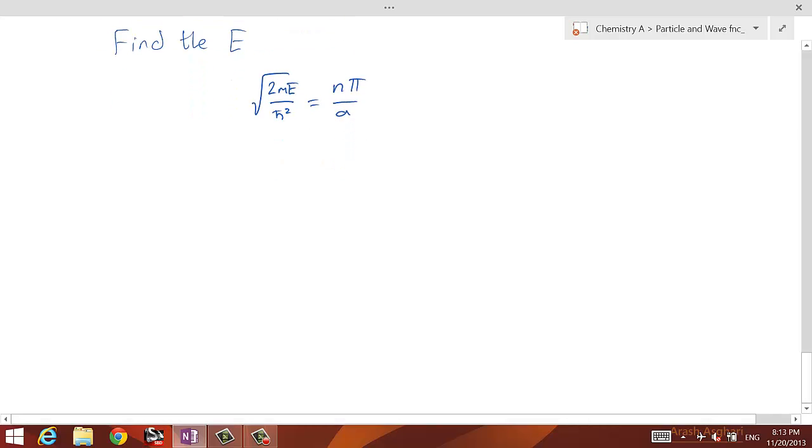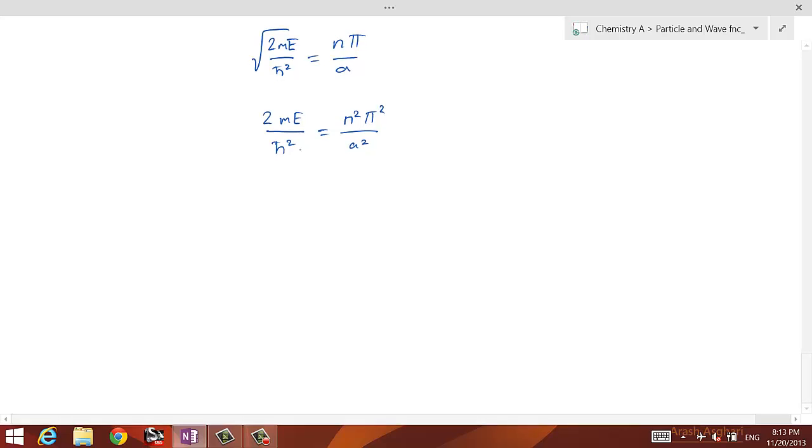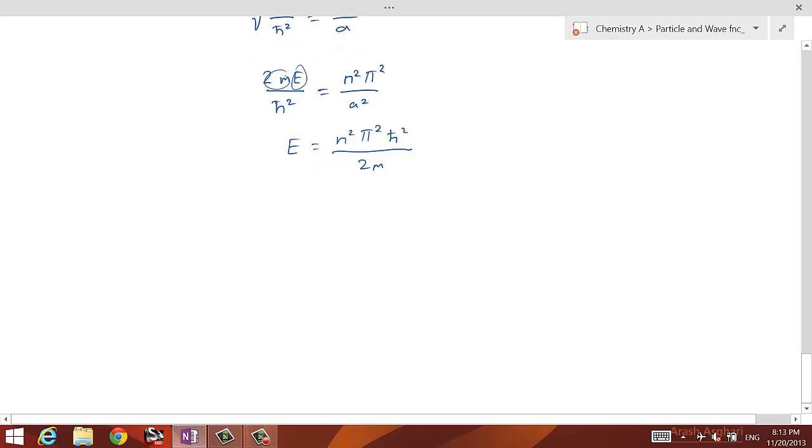Now I square both sides. You get 2mE over h bar square equal to n square pi square over a square, right? I want only the E. I move this thing up, move this down. You get E equal to n square pi square h bar square over 2m, right?